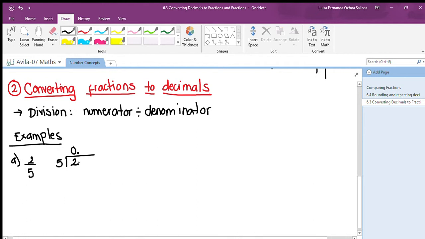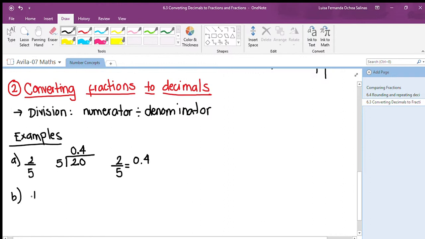And from now on, every time that I cannot have an answer, like I haven't ended my division, then I put another 0. So how many times 5 goes into 20? It goes 4 times. And because it goes exactly 4 times, then I have finished. Therefore, 2/5 written as a decimal is going to be 0.4. Okay, let's do another one.